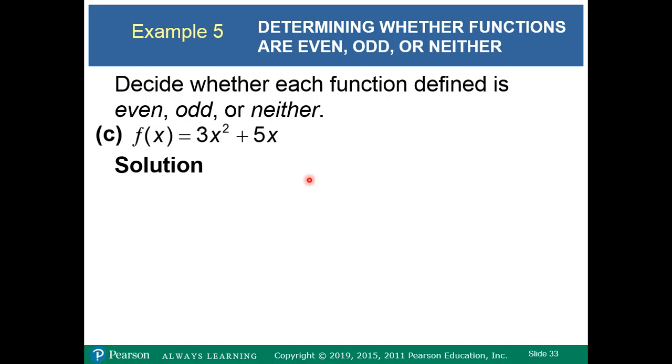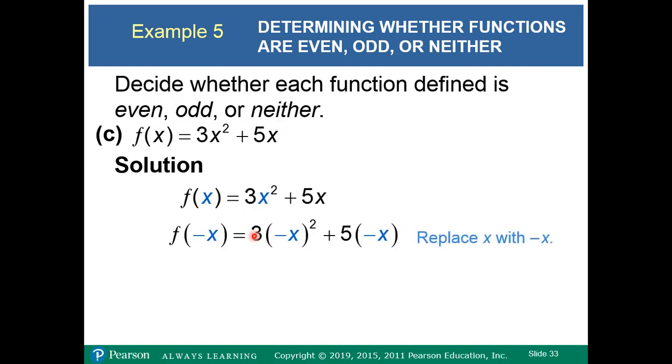But again, make sure you are able to prove it algebraically. Now, notice that here we have an even exponent and an odd exponent. Well, this is going to be neither. Okay? But let's prove it algebraically. So we're going to replace all the x's with negative x. Okay? Again, don't forget parentheses where they're needed.